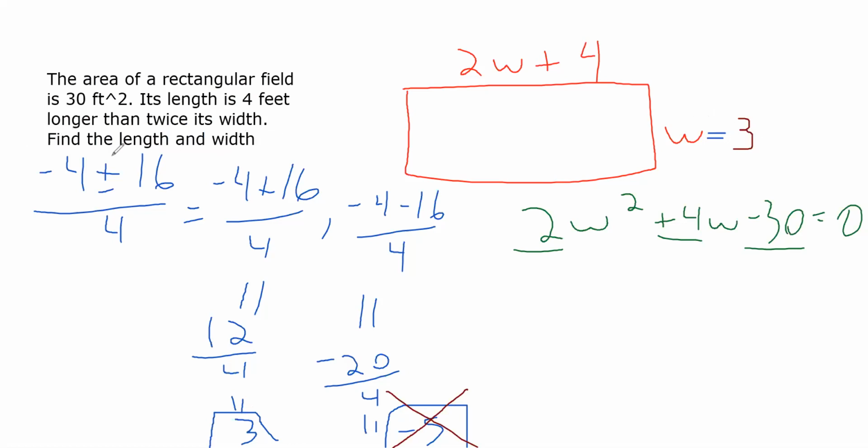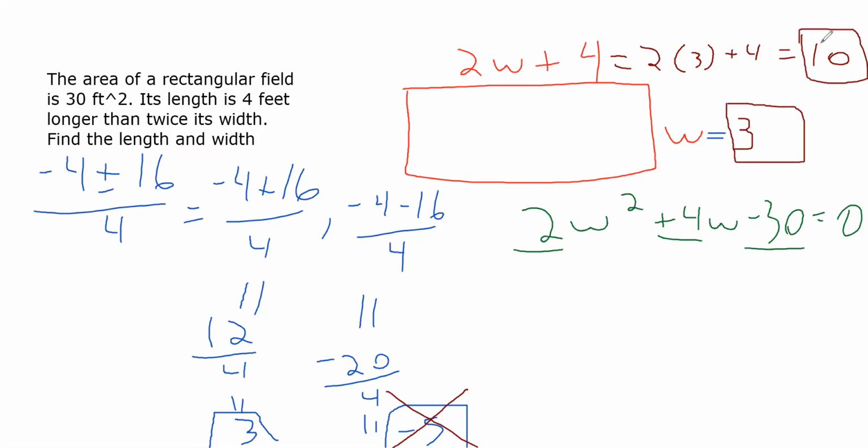Notice, though, the problem wants us to find both the length and the width. Well, no problem there. I know what the width is. So now I can figure out the length. I just need to plug the 3 we found for the width. Plug it in. 2 times 3 is 6, plus 4 is 10. So this one, the answer is 3 feet for the width, 10 feet for the length. And we had to use a quadratic to solve that.